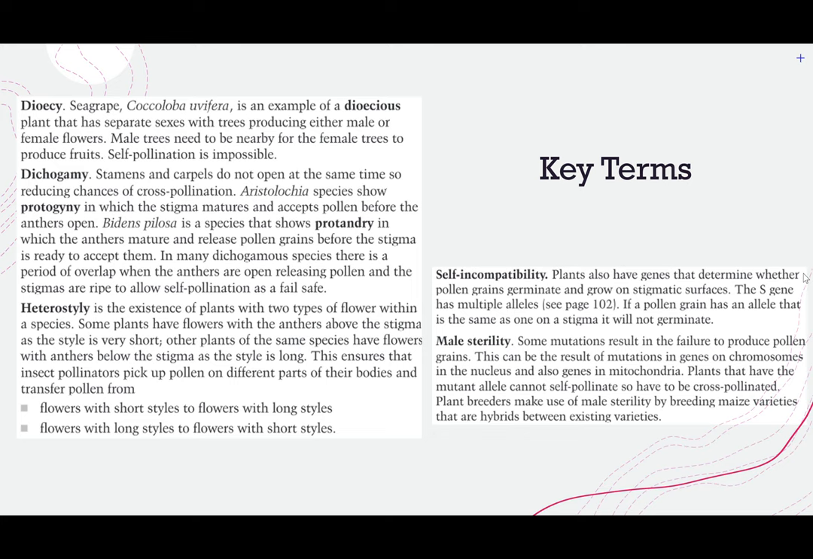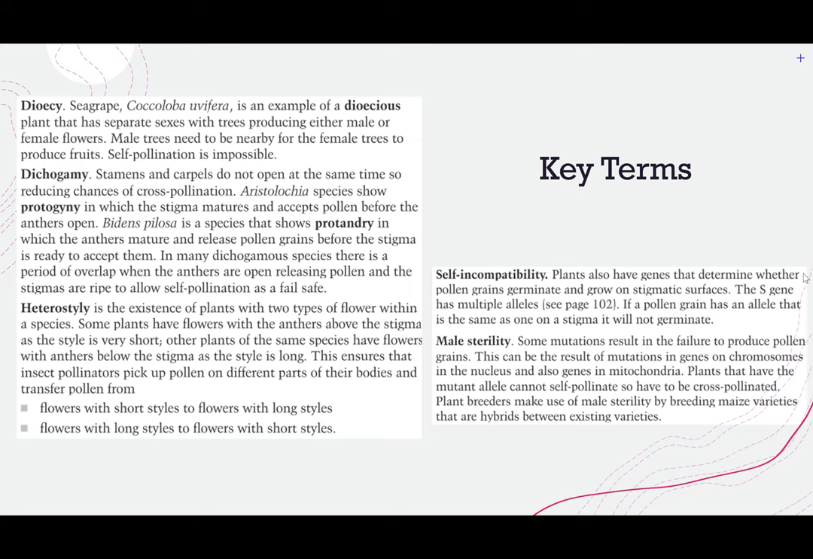So a flower can exist with short styles and one with long styles, and what we're looking at is that there are different types of flowers in that case. This ensures insect pollinators will pick up pollen on different parts of their body and transfer the pollen at those two points that we see there. They will transfer the pollen from flowers with short styles to flowers with long styles, or from flowers with long styles to flowers with short styles. So it allows for pollination to occur on different parts of the plant itself, or different types of flowers on the plant.